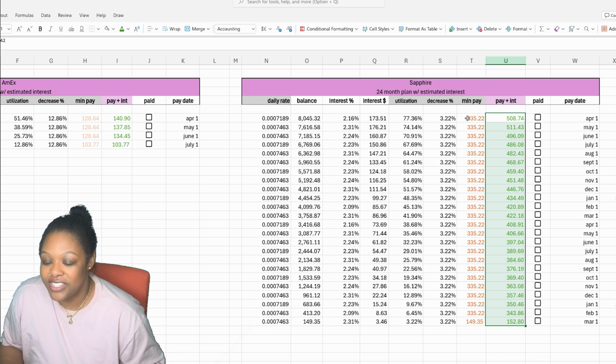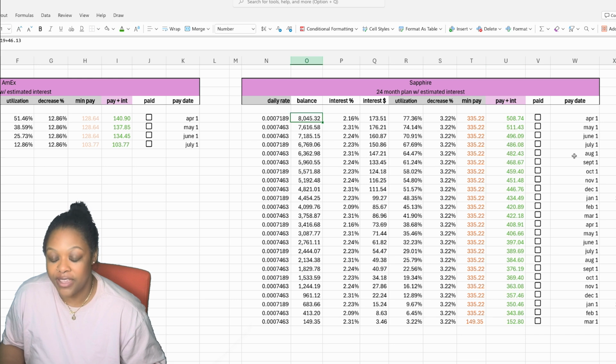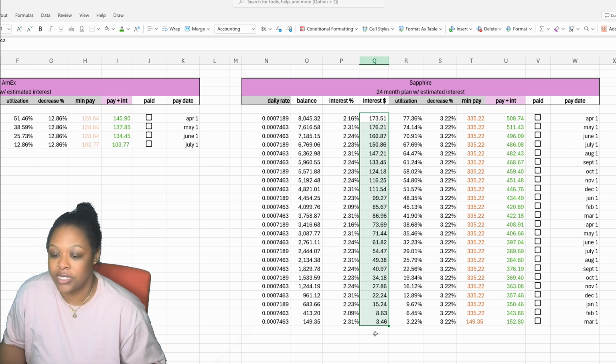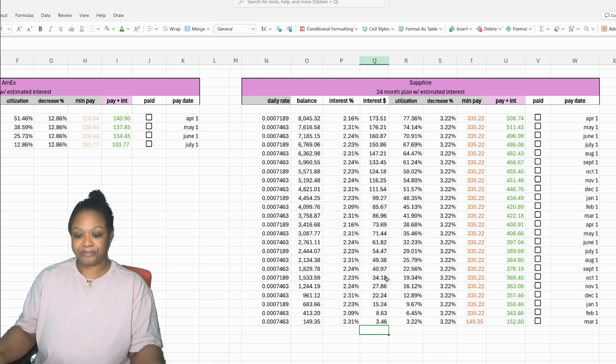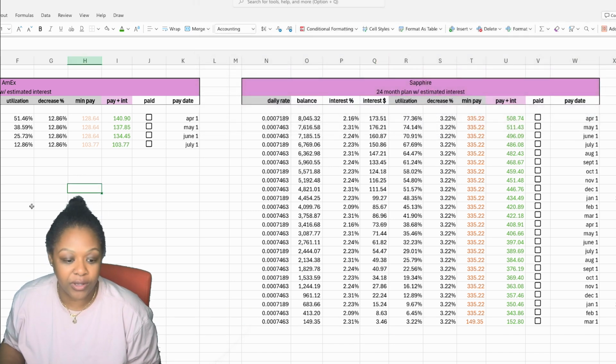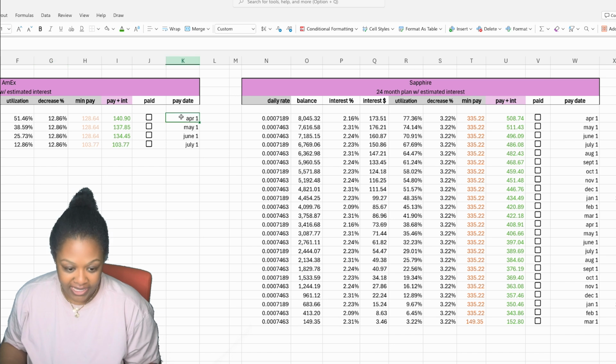So if I add all these up, that is a total of $9,888.78 on an $8,045 balance. Yeah, I'm going to have to pay $2,029 in interest over 24 months. Let's see what all this looks like together, shall we?